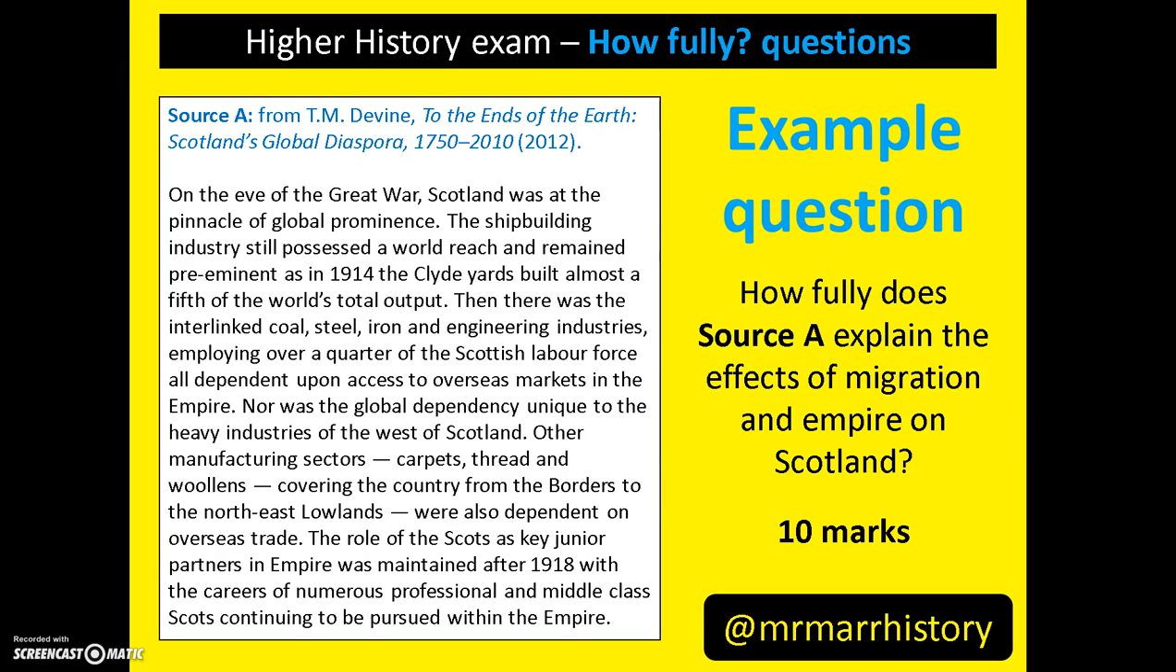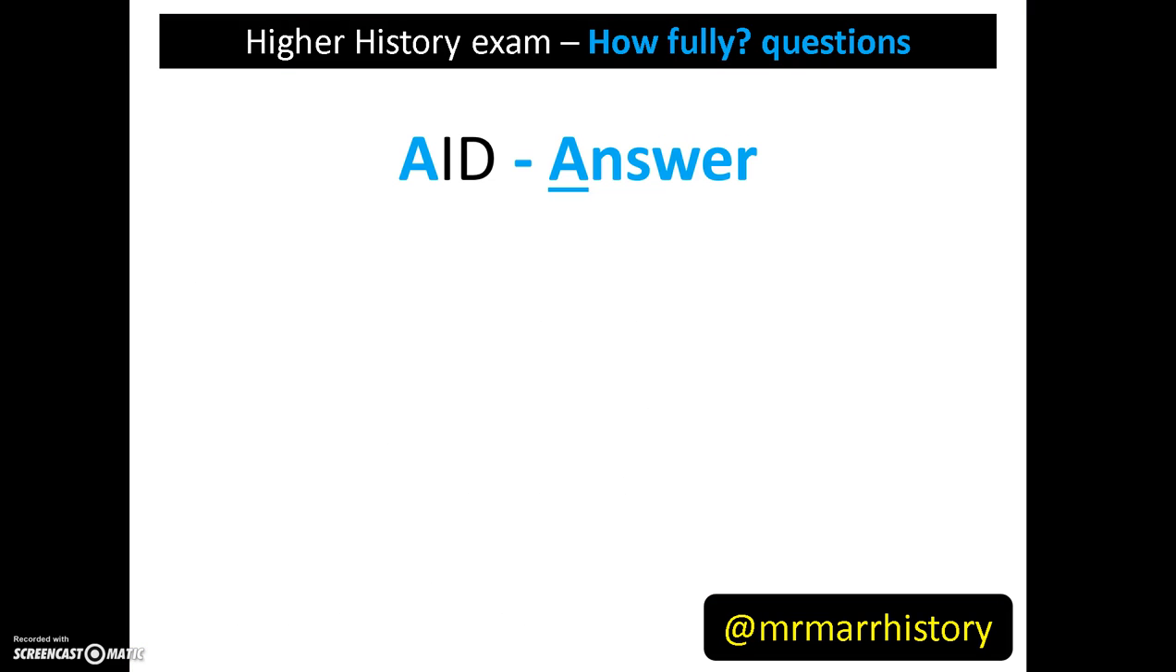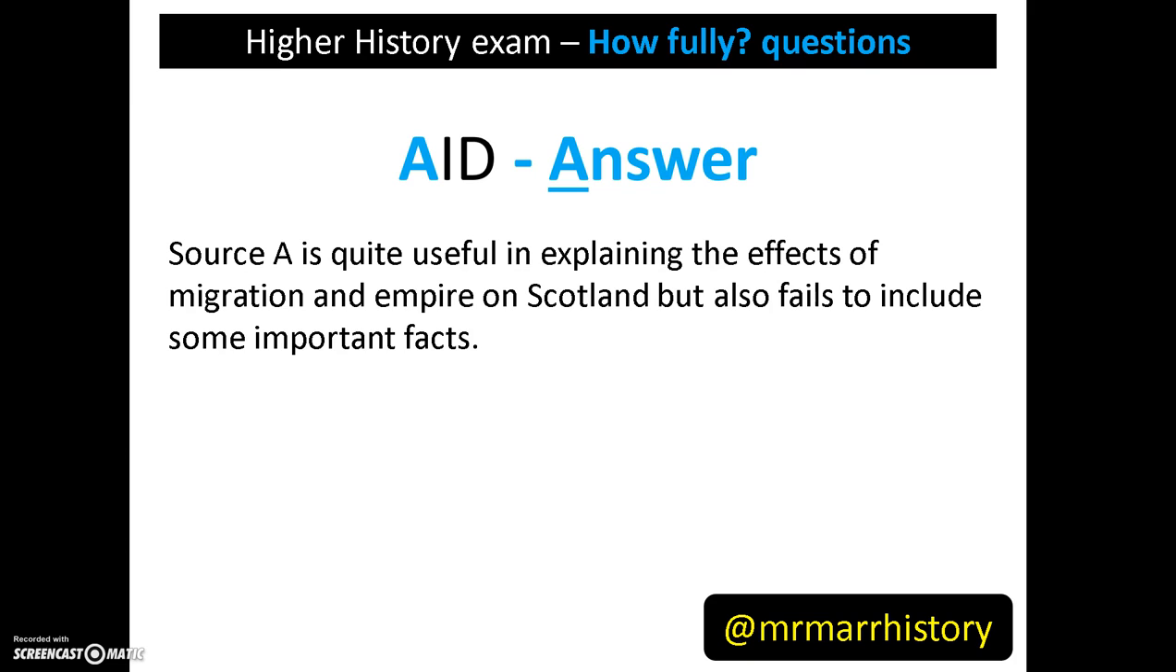Let's look at an example question from the migration and empire topic. As you can see from this question, it identifies the origin of the source, we have the facts, and we also have our question. In this case, it's about explaining the effects of migration and empire on Scotland. Using our AID structure, we do the following, and we start off by giving our answer. In this case, we point out the source is quite useful in explaining the effect, but fails to include some important facts.